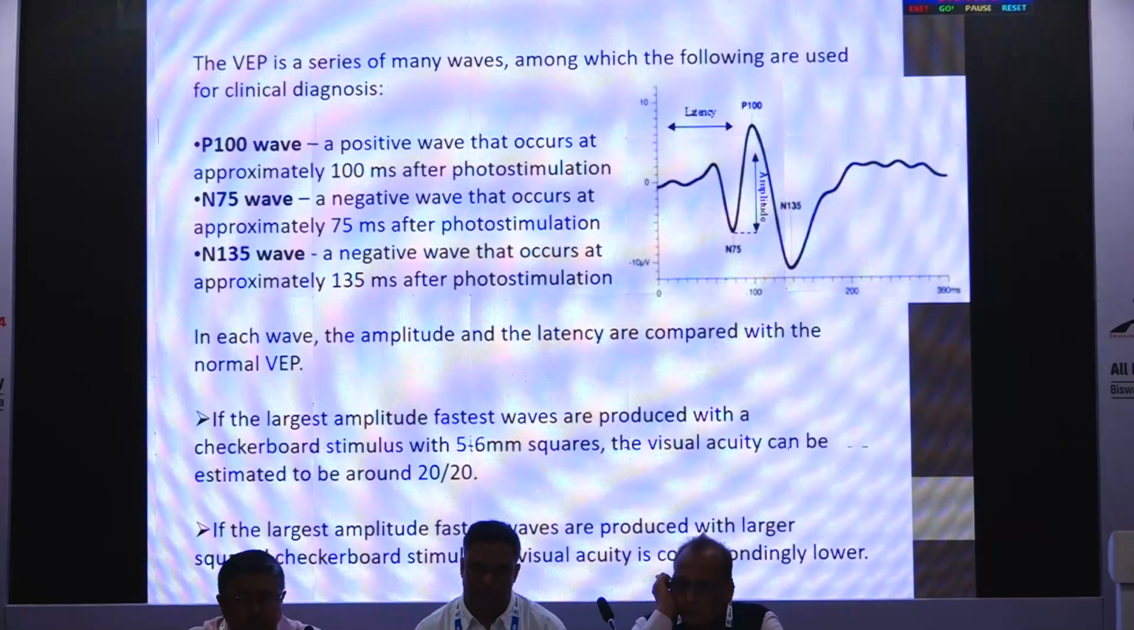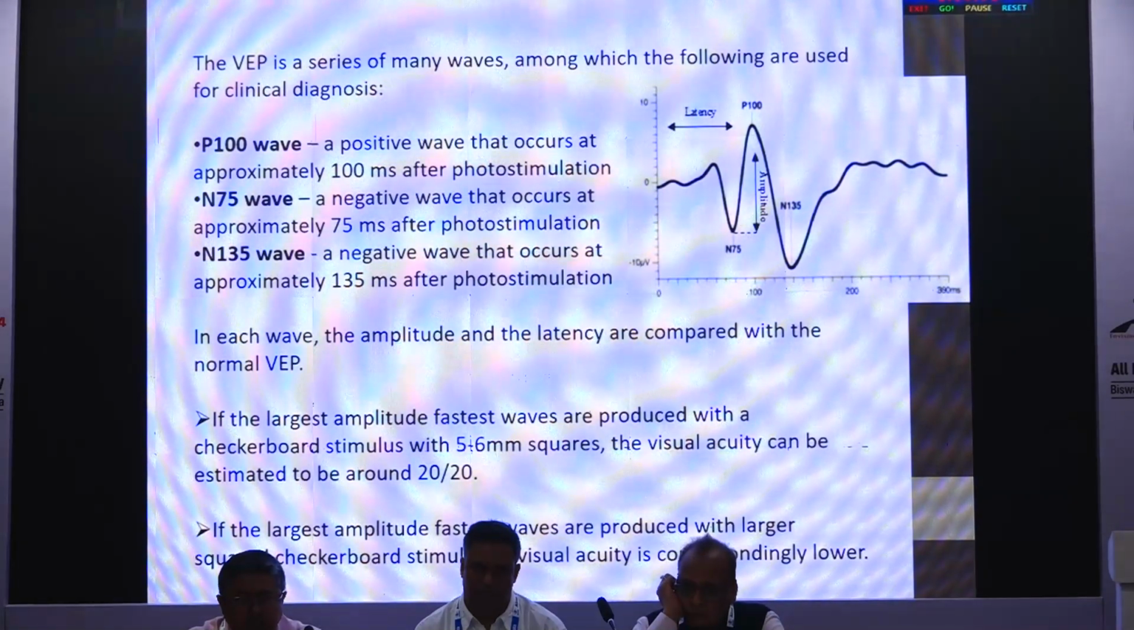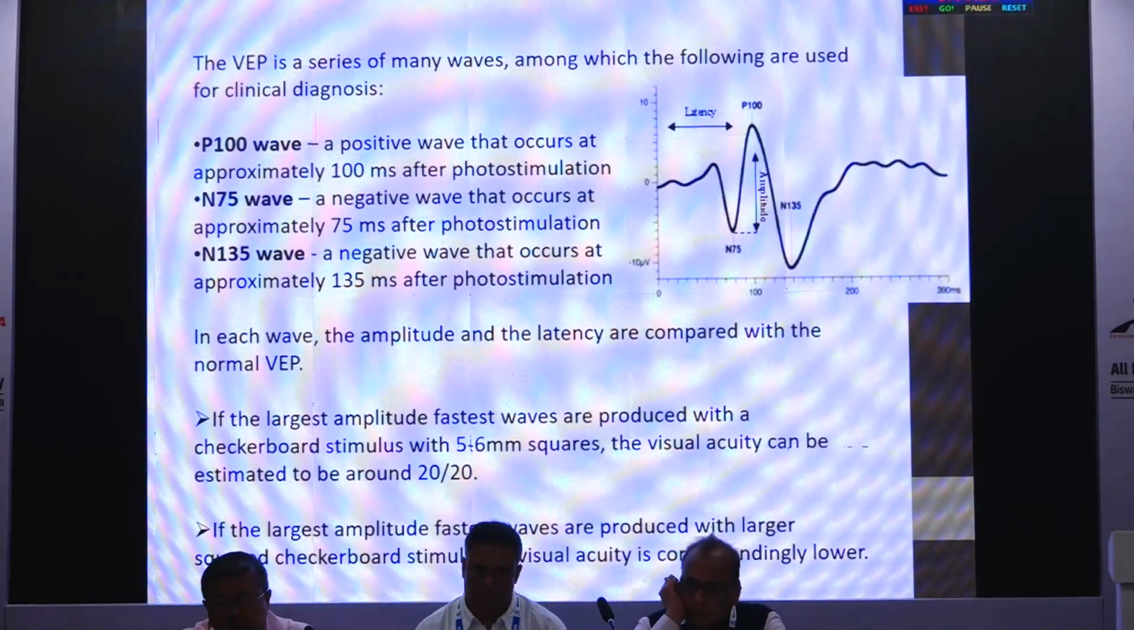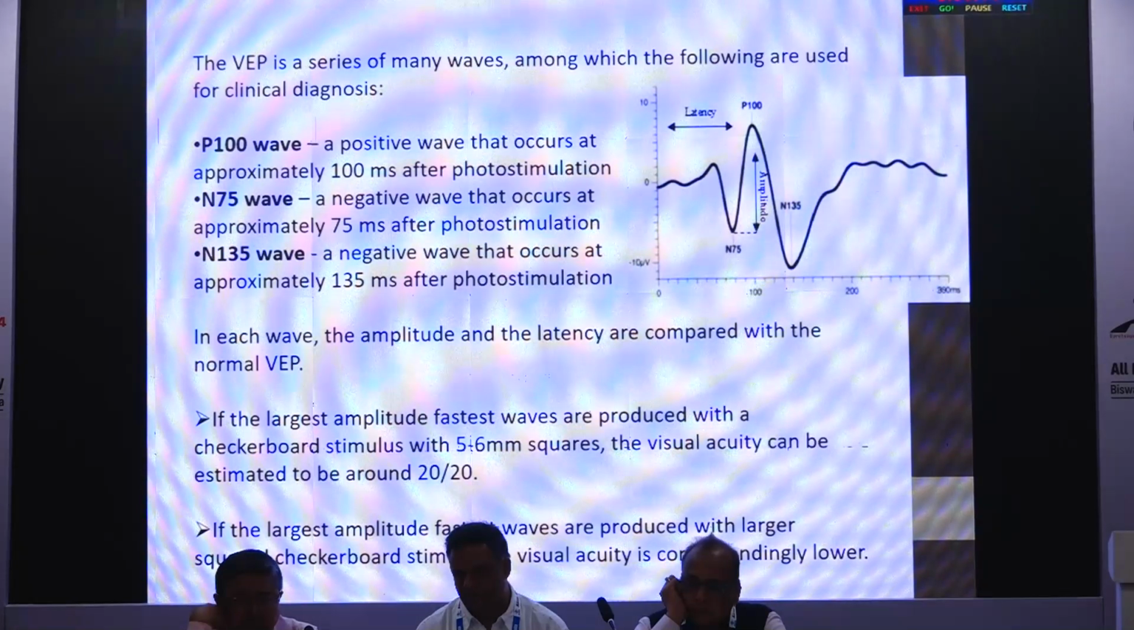So we should remember the three waves here. Positive wave is the P100 wave, and negative waves are N75 and N135. If the largest amplitude, fastest waves are produced with a checkerboard stimulus with 5 to 6 mm squares, the visual acuity can be estimated to be around 20/20. But if the largest amplitude, fastest waves are produced with larger checkerboard stimuli, the visual acuity is correspondingly lower.